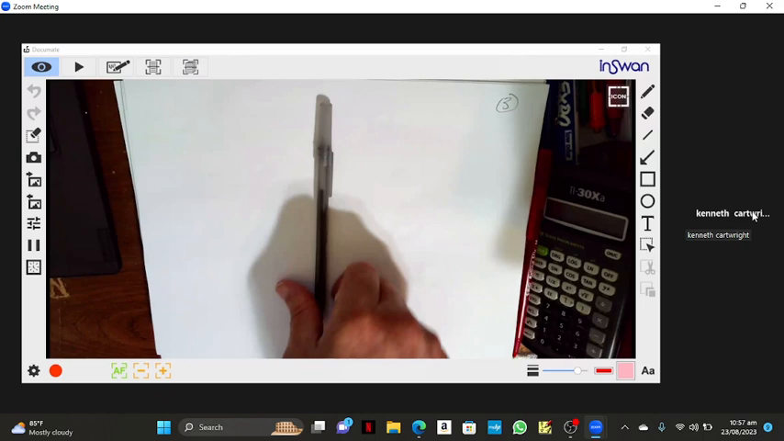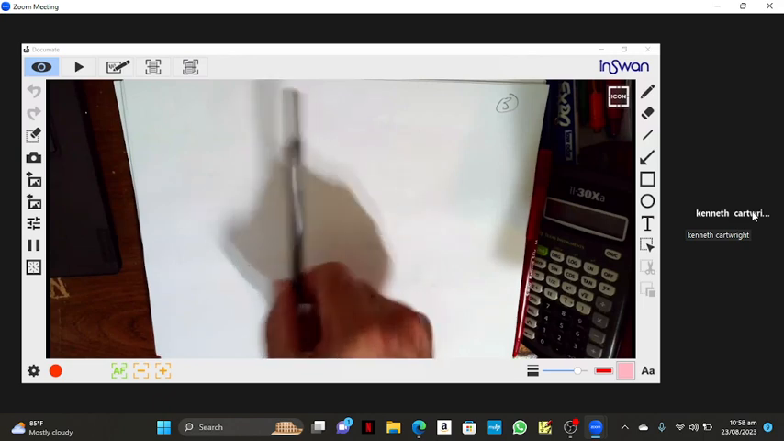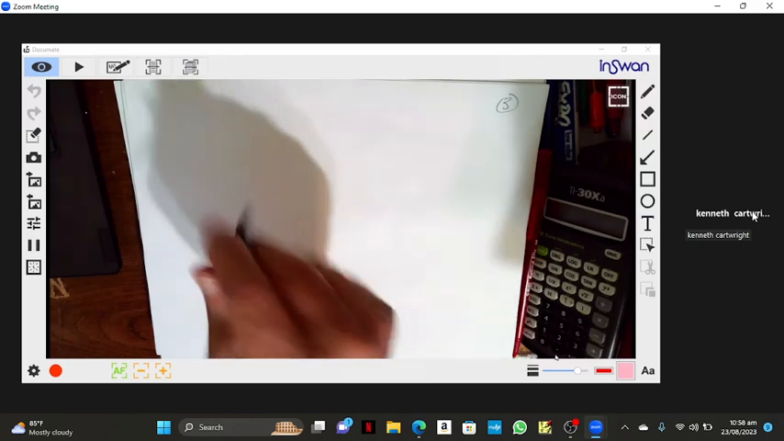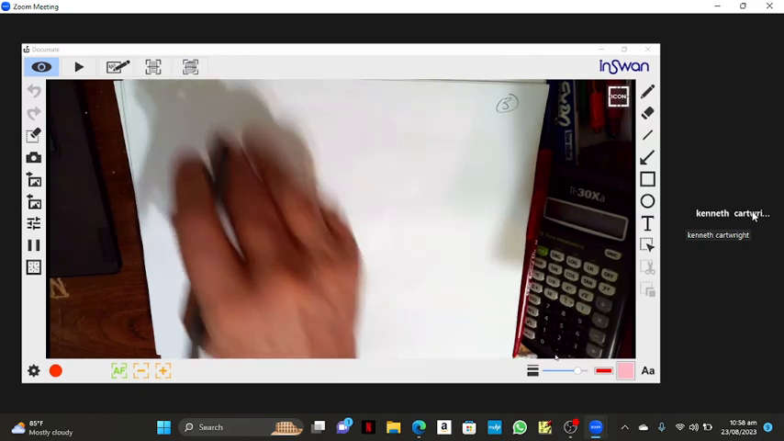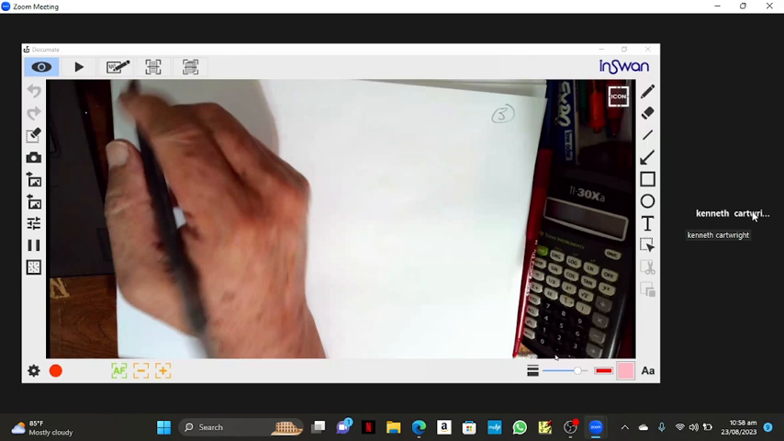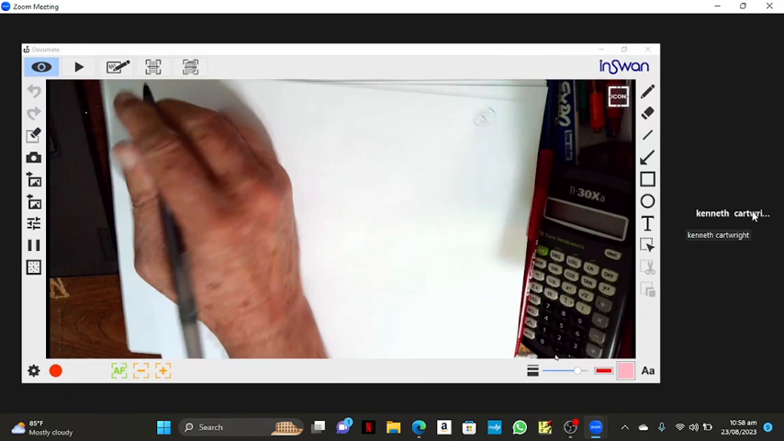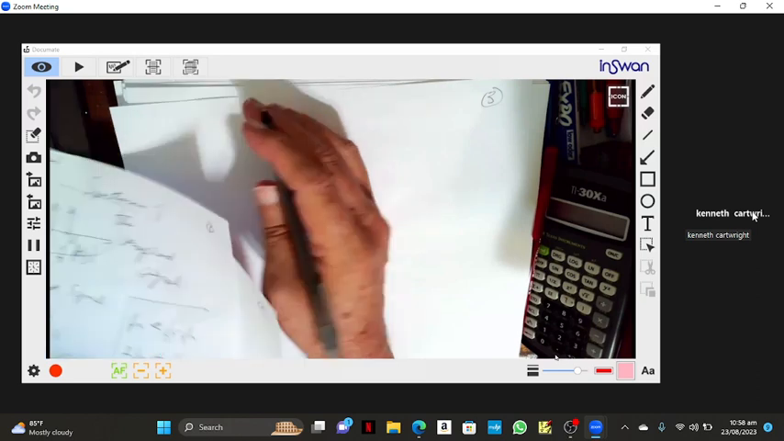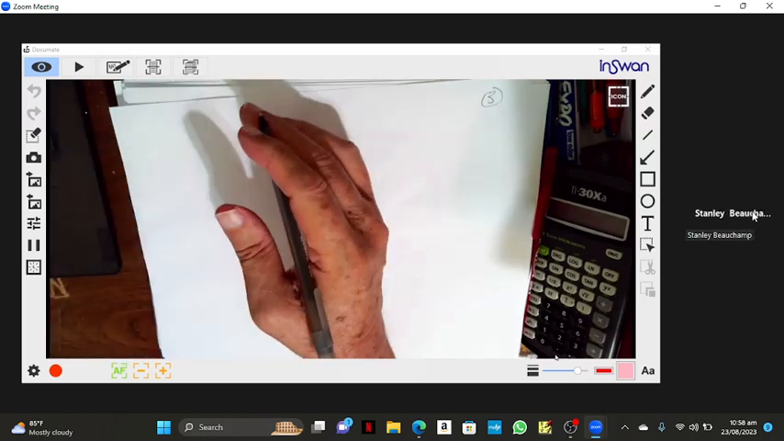FM is how much? 5,000 hertz. FS is how much? FS is 8,000 hertz. The sampling frequency.